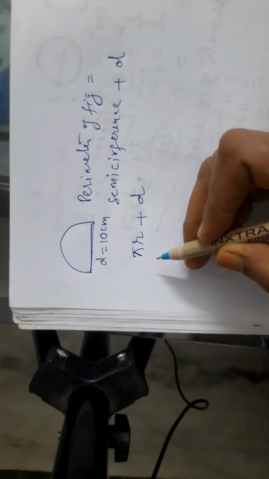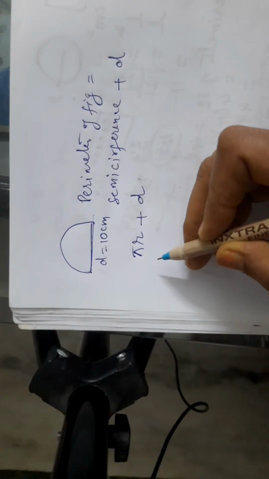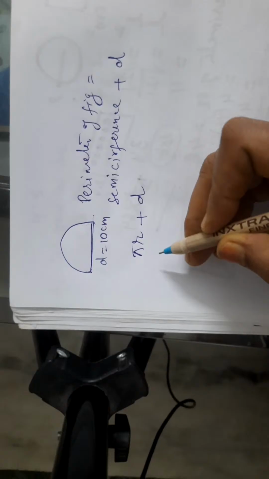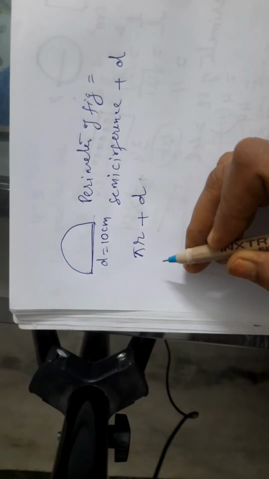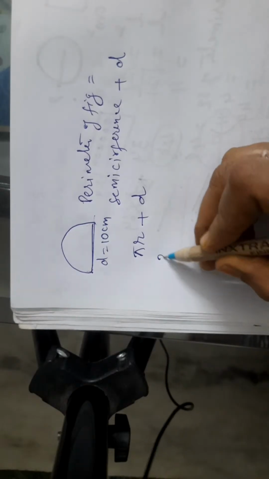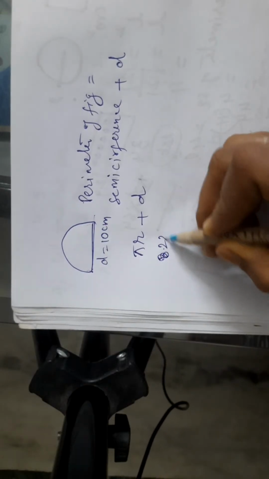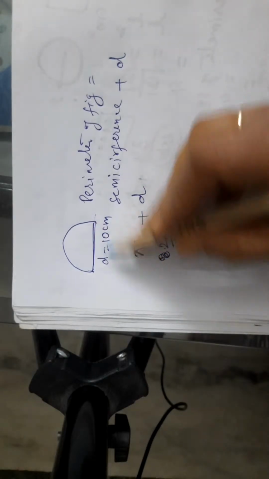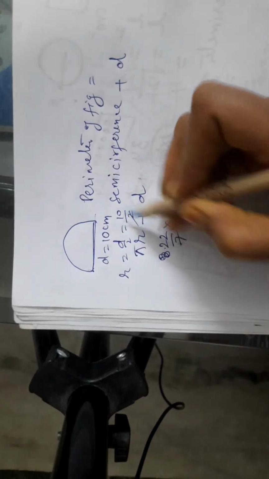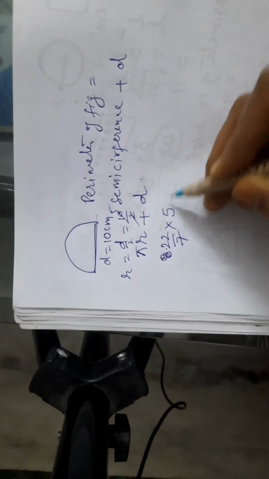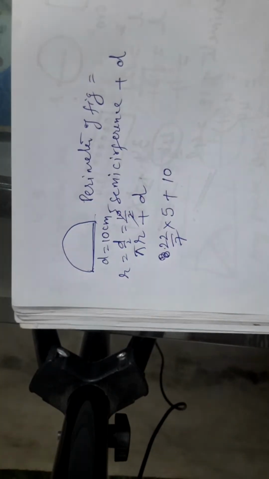Pi value is not given in the question, so we'll consider pi to be 22/7. If they give 3.14, then only it is to be used. So here pi is 22/7, radius is half of the diameter, that's 10/2, so it's 5. Diameter is given as 10. Now complete the calculations.